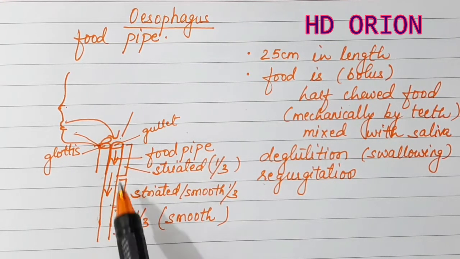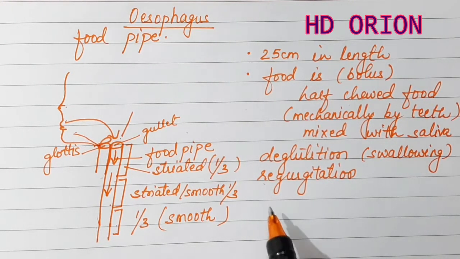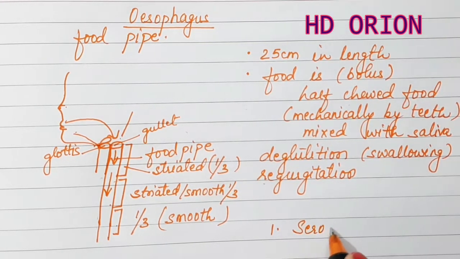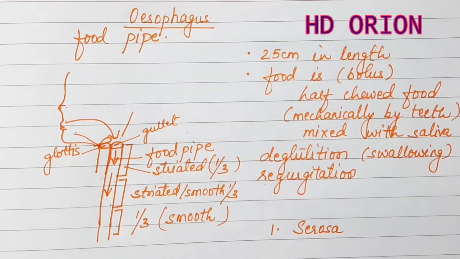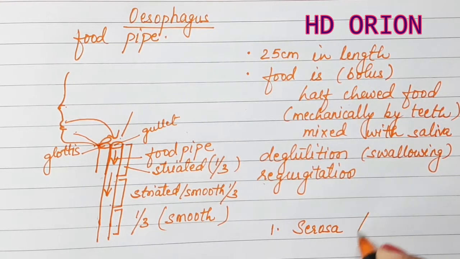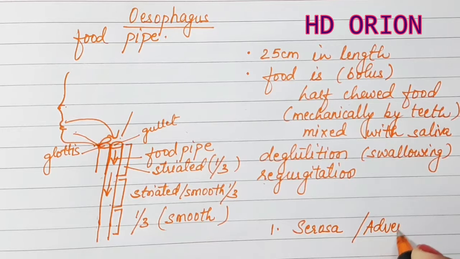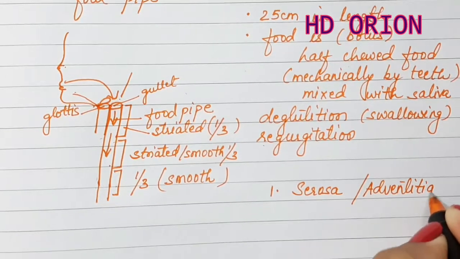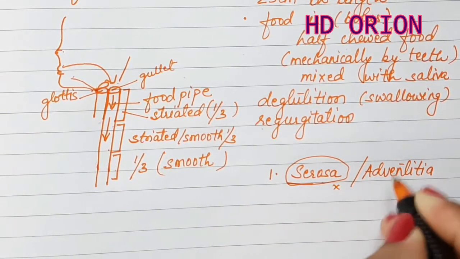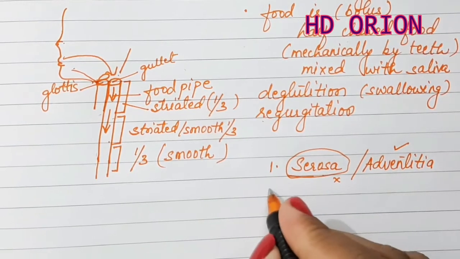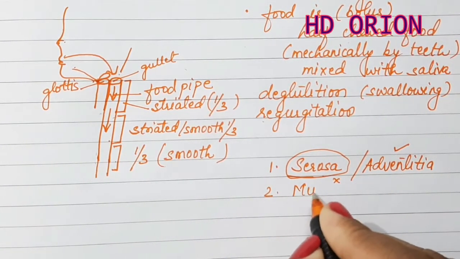So this is a very thin pipe, and if we study the histology, the entire alimentary canal is made up of 4 layers. What are the 4 layers? The first one is serosa. However, in the case of esophagus, this is called as adventitia. It is not called as serosa, but it is known as adventitia. The second layer is muscularis.